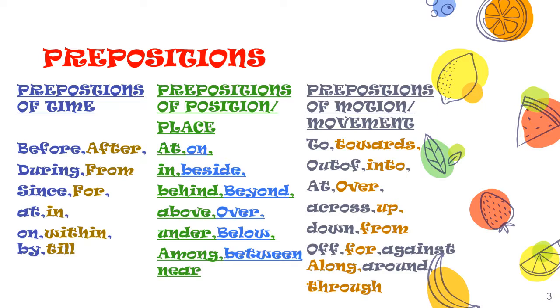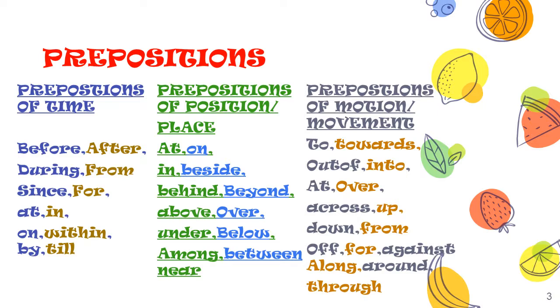Now, which are the prepositions of position or place? We use the following prepositions for telling the place of a particular noun or other word. These are at, on, in, beside, behind, beyond, above, over, under, below, among, between, and near.